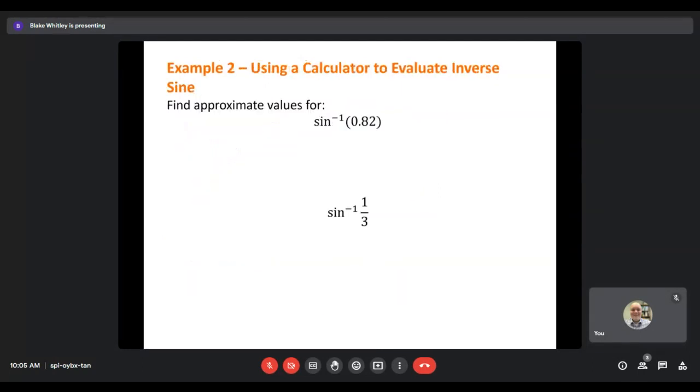All right, now we want to find approximate values for each one of these. Again, they're giving us decimals. We're going to have to use a calculator because these aren't values that are on our unit circle. So we're going to do inverse sine 0.82. Make sure when you do this that your calculator is in radian mode. And I'm going to round these to 4 decimal places. And so if we do this, we should get 0.9614.